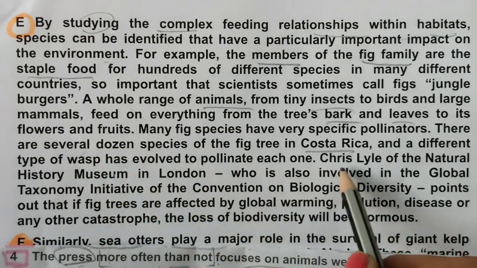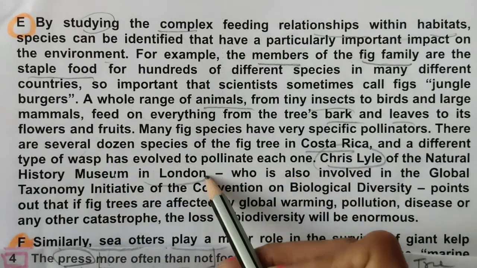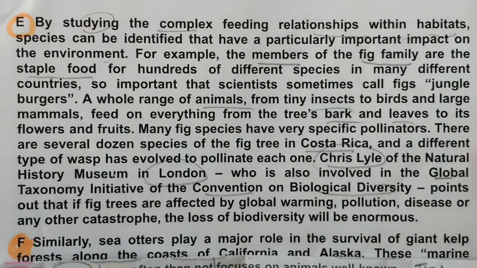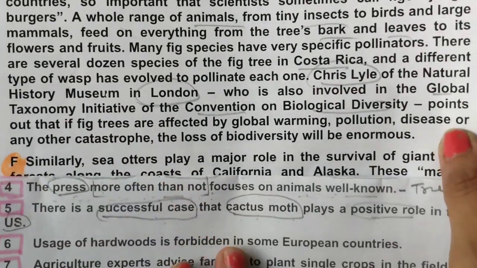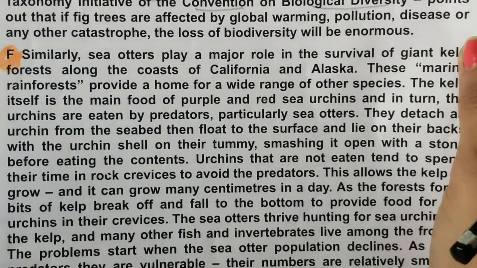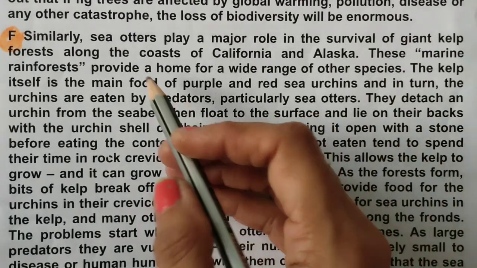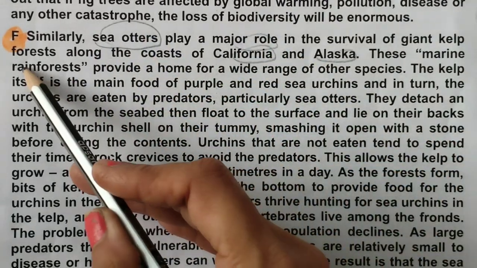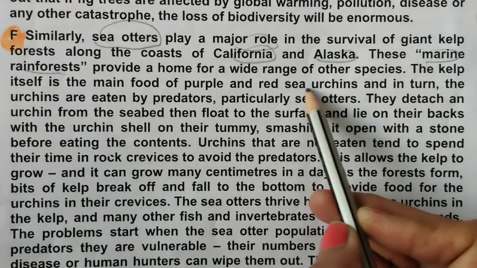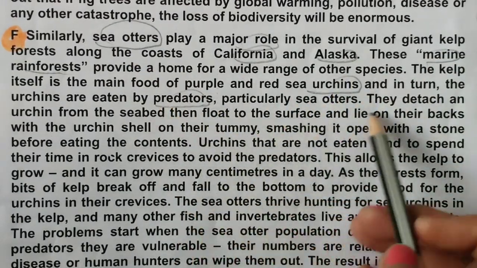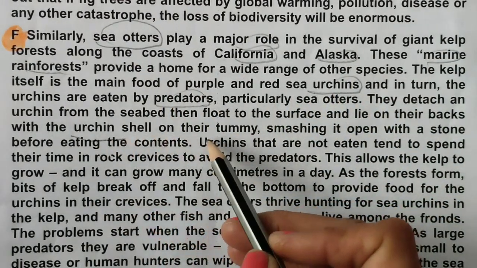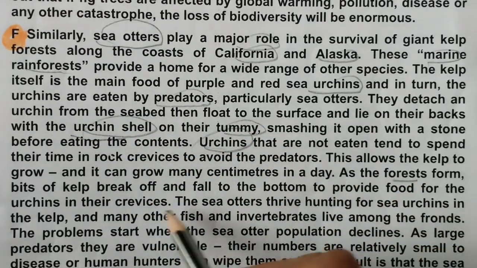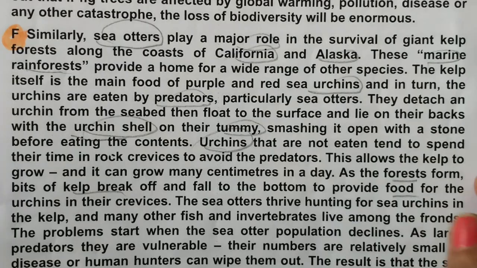Costa Rica, CRISPR's London is also there. Global conservation on biodiversity. So here in this paragraph, no cactus moth is there, and in F paragraph also we can go. Sea otters play a major role in Alaska and California, the marine rainforest. Urchins, predators, they detach the urchin shell on the tummy. Okay, urchins again, forest form, break off, provide food.